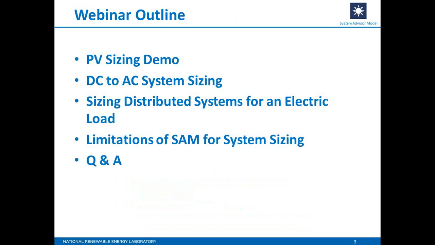So today I'll be covering a couple different topics for PV sizing. I'll go ahead and do a bit of a demo in SAM itself of what the workflow looks like for sizing PV systems. Then I'll go into a little bit of the issues around sizing your system from a DC or direct current side to the AC or alternating current side. I'll talk about sizing distributed systems for an electric load and some of the limitations of the SAM software when it comes to system sizing. And as I mentioned, we'll have some time at the end for a Q&A session.